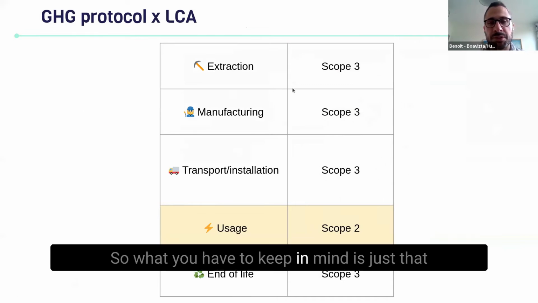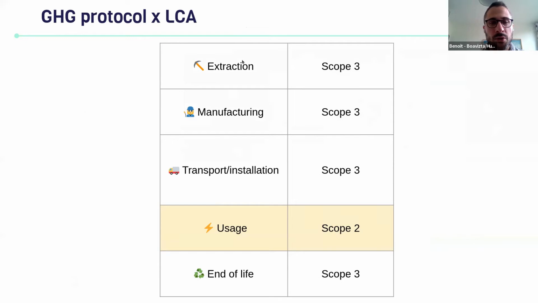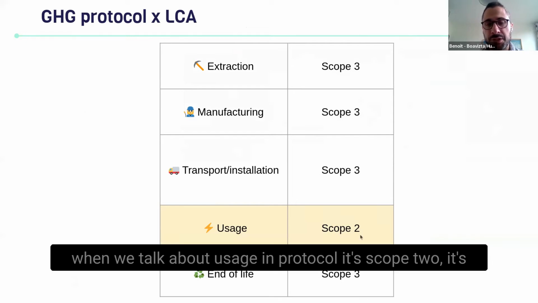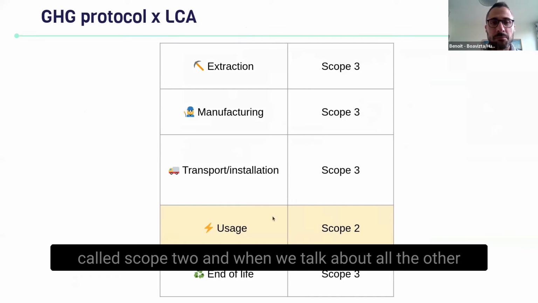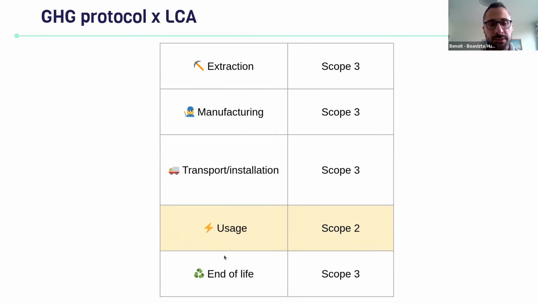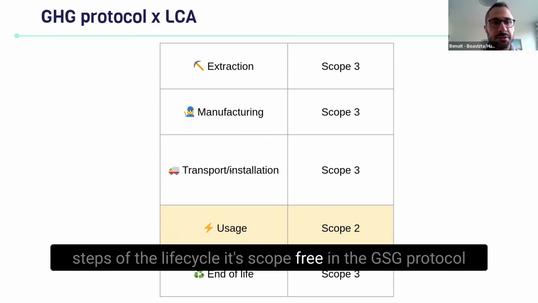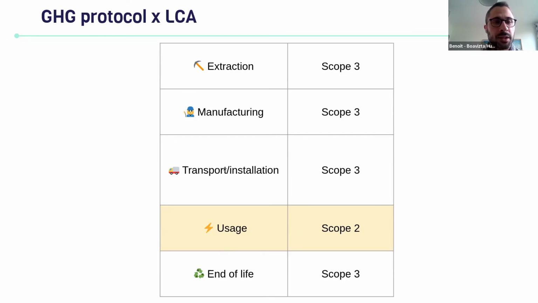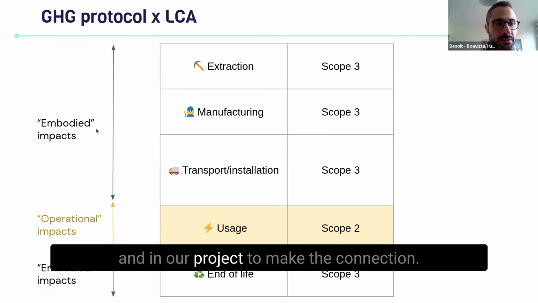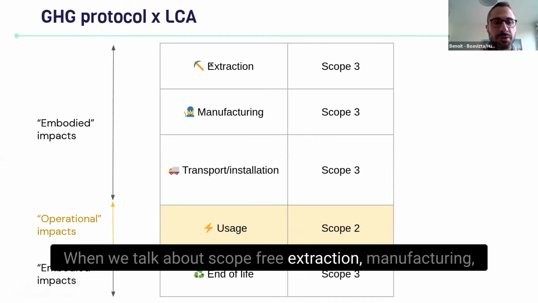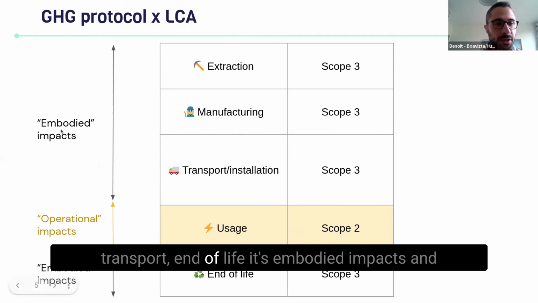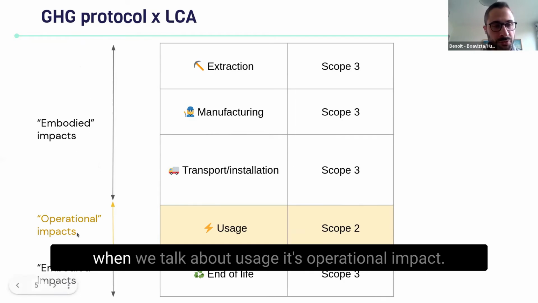So what you have to keep in mind is just that when we talk about usage in the GHG protocol, it's called scope 2. And when we talk about all the other steps of the life cycle, it's scope 3 in the GHG protocol. And in our project, to make the connection, when we talk about scope 3, so extraction, manufacturing, transport, end of life, it's embodied impacts. And when we talk about usage, it's operational impacts.